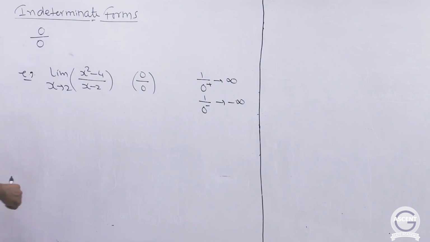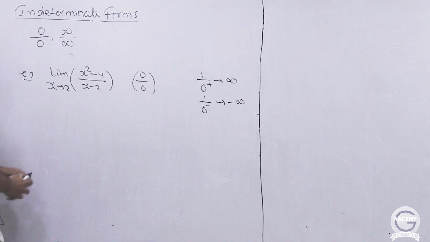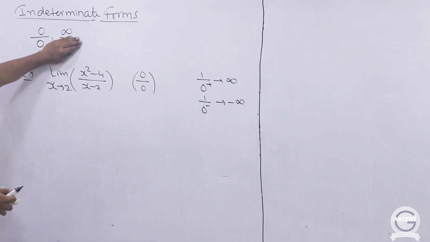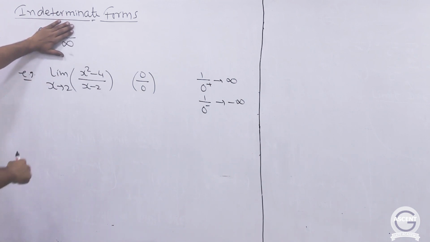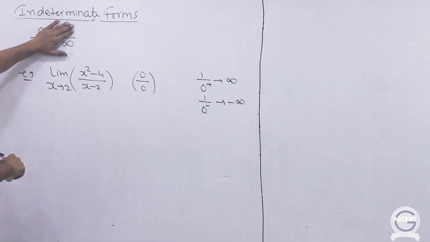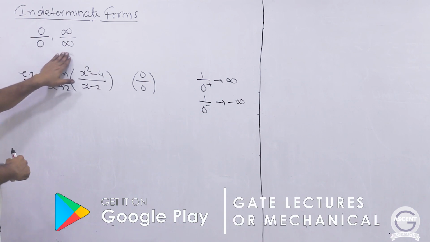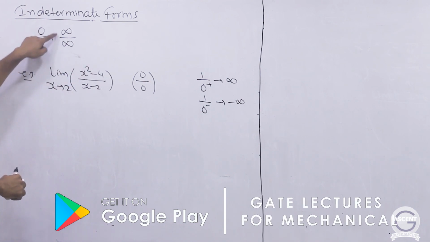Similarly, infinity by infinity is also indeterminate, because infinity divided by any number should be infinity, or minus infinity if the number is negative, and whatever the numerator, if the denominator is infinity, then this should be 0. Any finite number divided by infinity, like 1 by infinity, should be 0. Therefore infinity by infinity is called an indeterminate form.